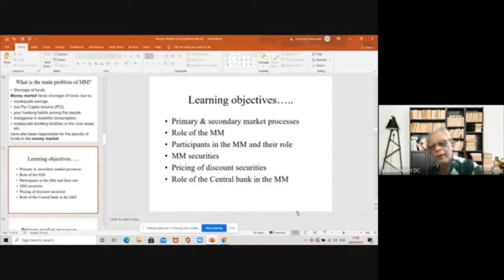Okay, now we step into some of the identified learning aspects: primary and secondary market processes, role of the money market, participants in the money market and their role, money market securities, pricing of discount securities, and role of the central bank in the money market.